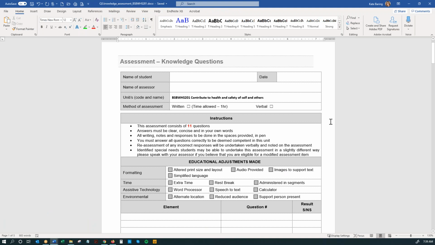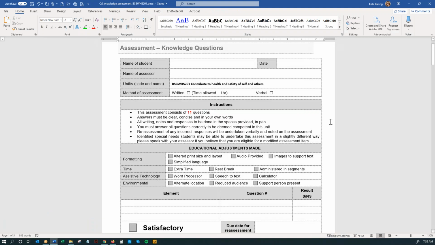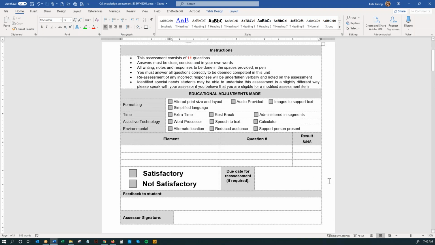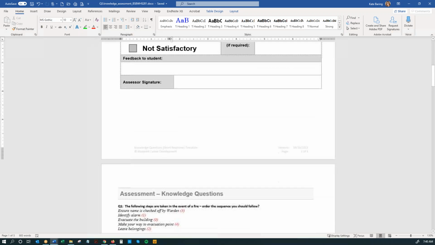This again is a template. Every RTO will have a different template for knowledge questions. As long as there is really good quality instructions in there, then it's not so much about the template, it's just making sure that there is no way that the student is not 100% clear about what the expectations are of them. And there's also areas to make any educational adjustments, so if you do need to have a reasonable adjustment in place, then you may use that as well.